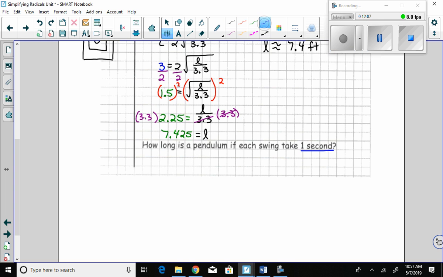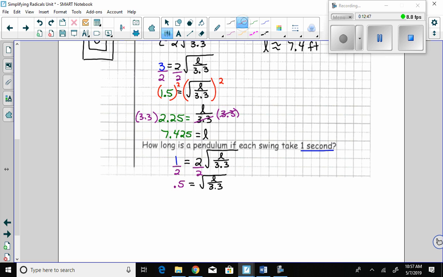So 1 second, I'm actually going to do the terrible thing and just write down 0.5 is equal to 2 times the square root of L over 3.3. Okay, now what did we do last time? Last time we divided by 2. Oh, excuse me, that shouldn't be a 0.5, that should be a 1. My bad. Now we cut it in half. There we go. Now I have my 0.5. So 0.5 is equal to the square root of L over 3.3.